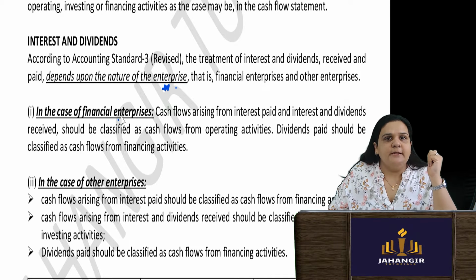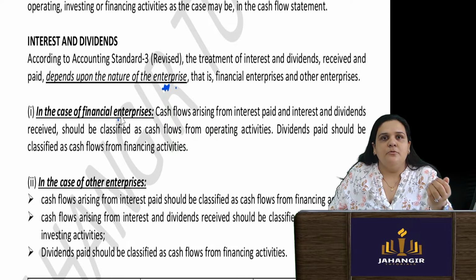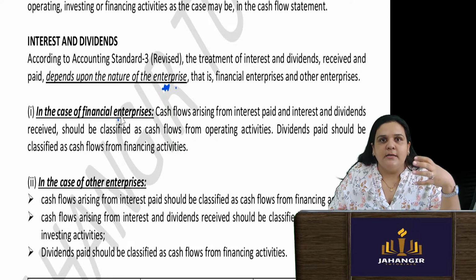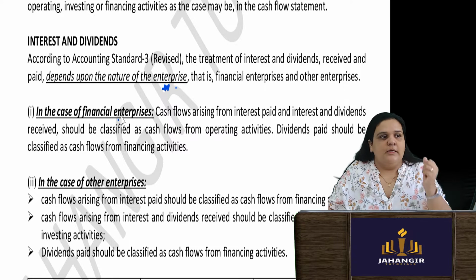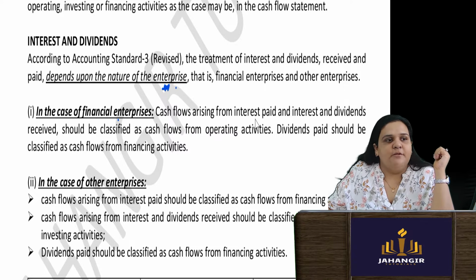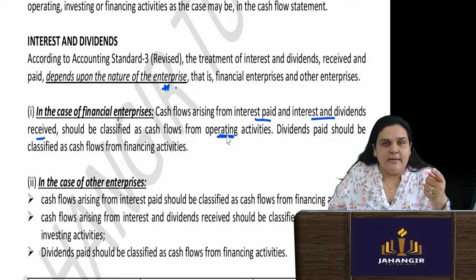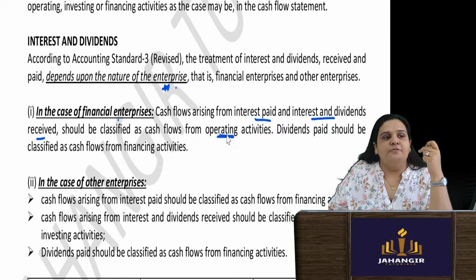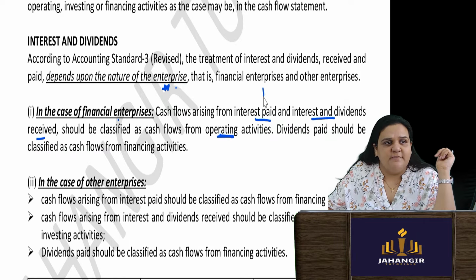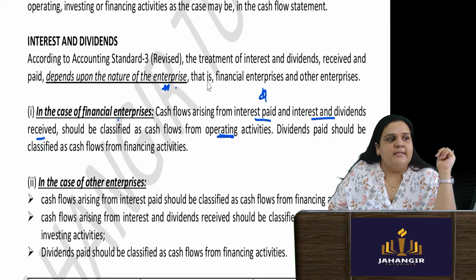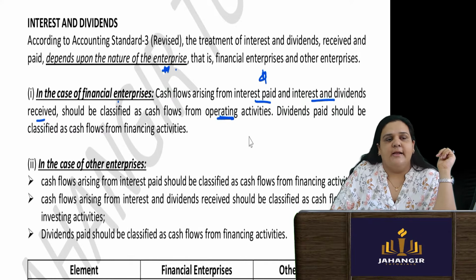Say if the enterprise is a financial enterprise. Financial enterprise means what? They are dealing only in shares and debentures, etc. They are dealing only in financial instruments. So cash flow arising from interest paid and interest and dividends received has to be classified as operating activity, because it's their business. So if they are paying interest or receiving interest, it is going to be classified as their operating activity.